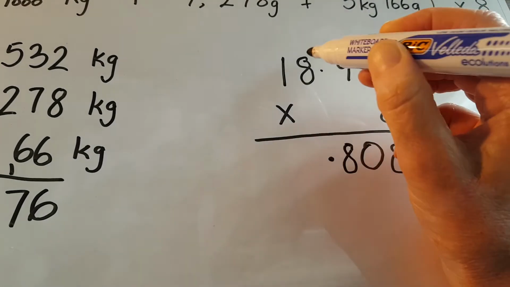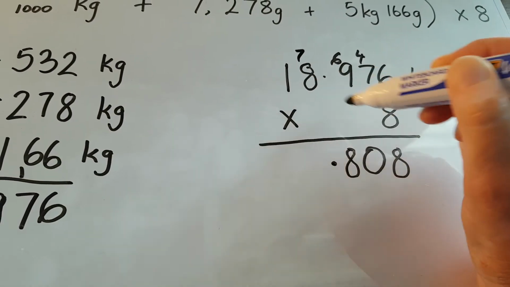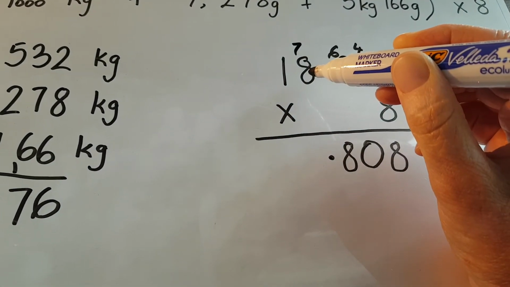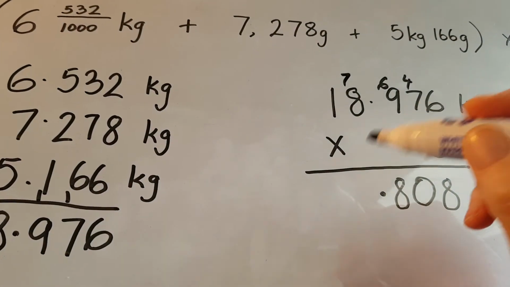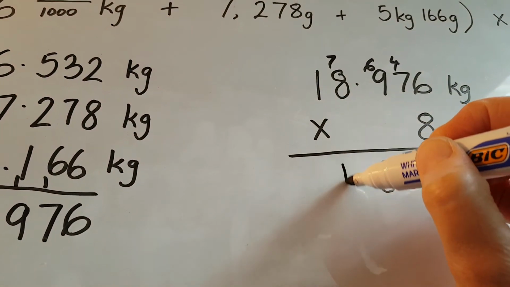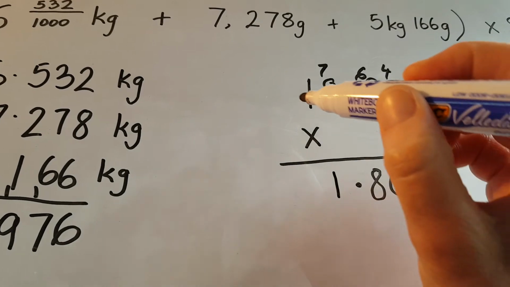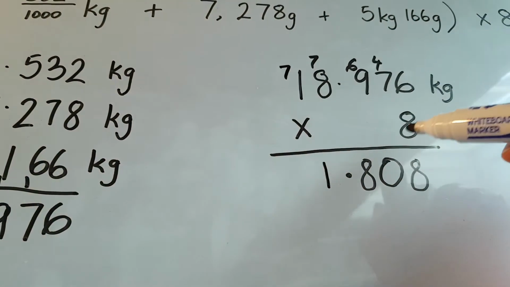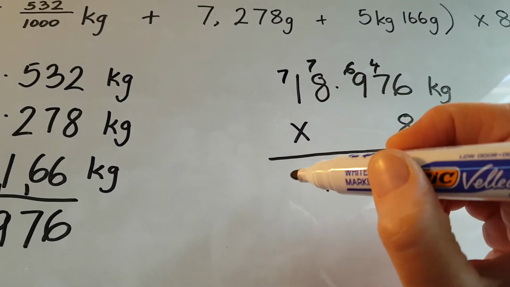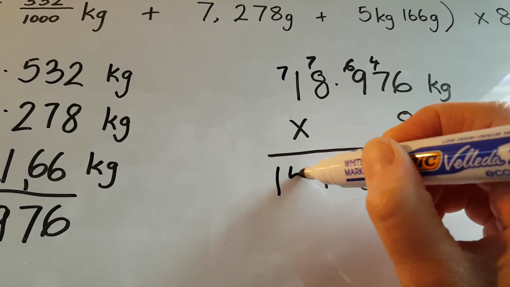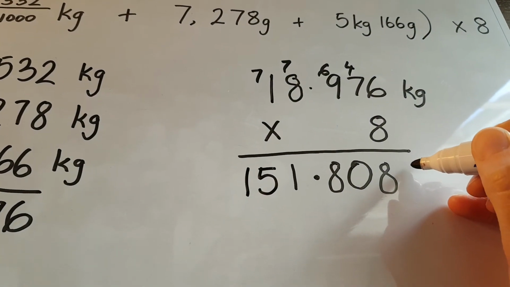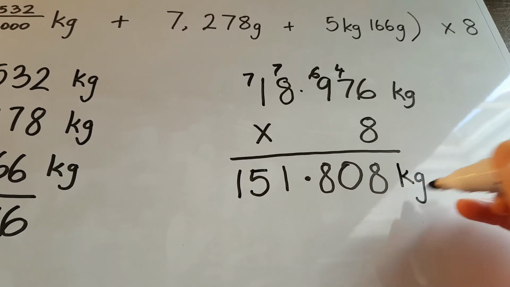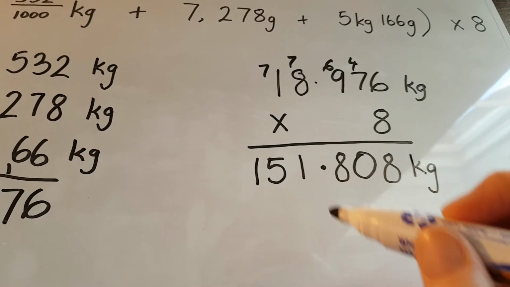There's my decimal point, my 7. 8 times 8 is 64, and 7 is 71. Put down my 1, carry the 7. 8 ones are 8, and 7 is 15. So my answer is 151.808 kilograms. That okay?